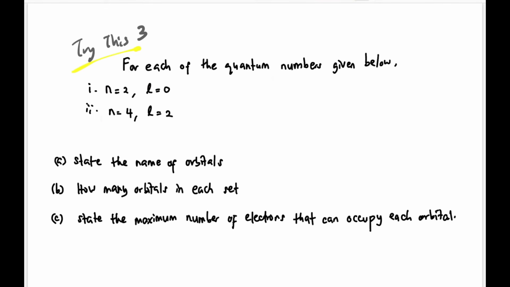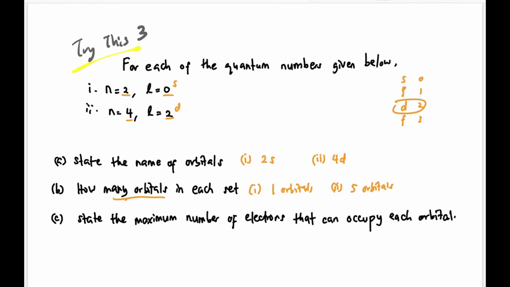Okay, next example. For each of the quantum numbers given below, state the name of orbital. Okay, orbital n equal to 2, L equal to 0 adalah 2s. Yang kedua tu n equal to 4, jadi 4 apa tu? L equal to 2. Kalau 2 shape dia D, jadi 4d orbitals. Yes. How many orbitals in each set? Kalau 2s, s mesti ada satu orbital saja. Tapi kalau d, dia boleh sampai 5 orbitals. That's the maximum.